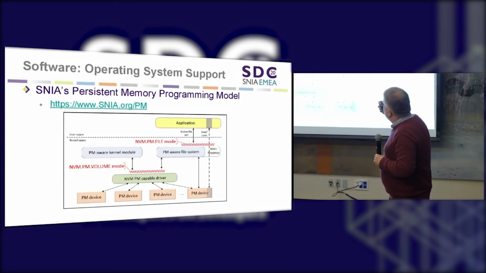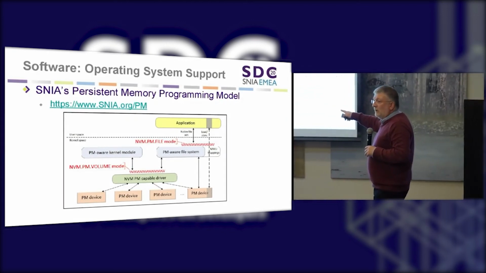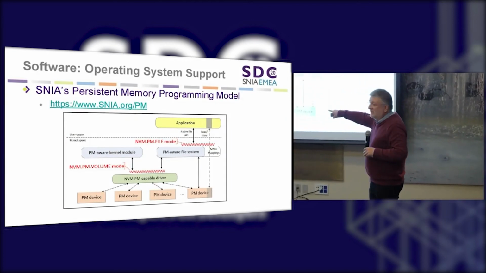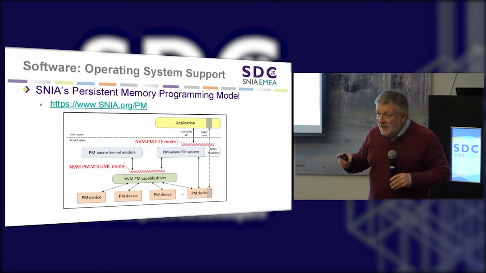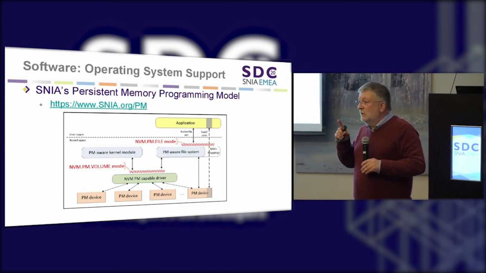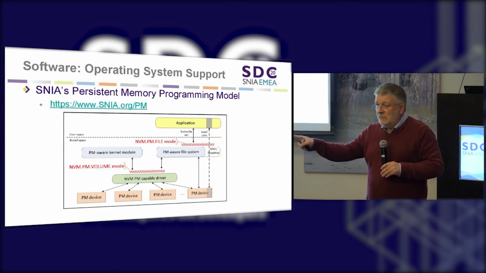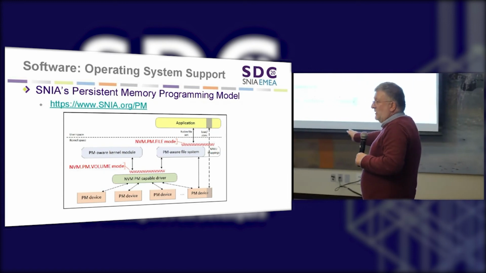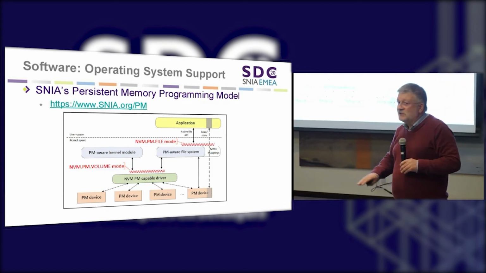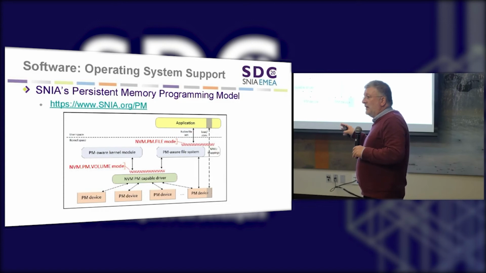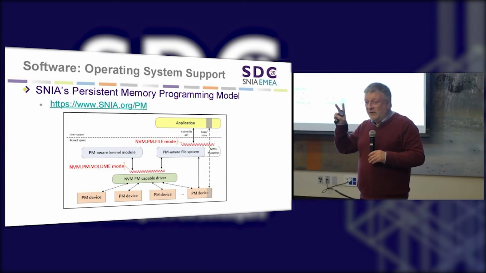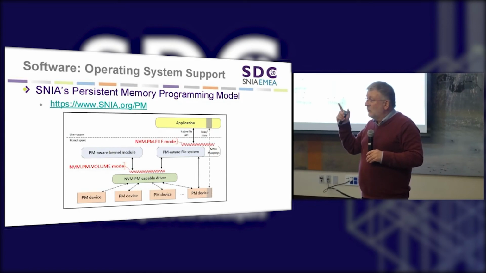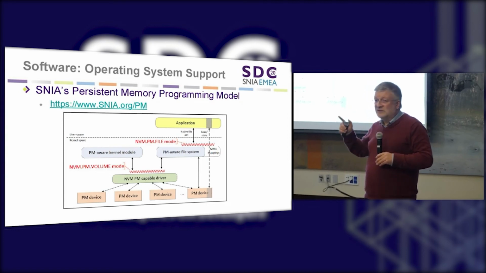So SNIA has come up with this persistent memory programming model. Now, the thing I want to point out about dealing with this interface and the library that it's generated, this is not an API. Forget it. This has nothing to do with APIs. This is a specification that you can then go and build an API for. And there have been two APIs built so far, one for Linux, one for Windows. It's not an API, it's a specification.